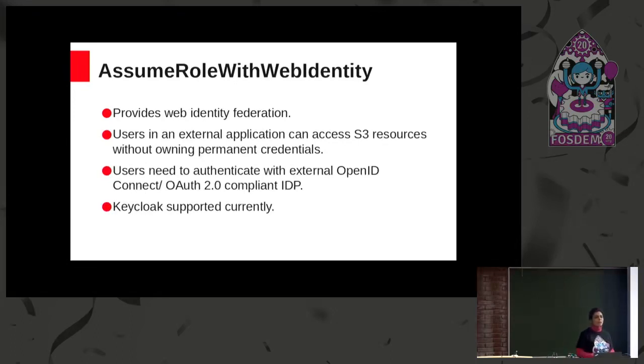The next API is AssumeRoleWithWebIdentity. This API is mostly for any kind of external application that wants to access S3 resources, and it can do so without owning any kind of permanent credentials. The main part here is that the external app should be able to authenticate its users with any external OpenID Connect or OAuth 2 compliant IDP. And currently in RGW we have provided support for Keycloak. We are looking into other IDPs, but right now it is only integrated with Keycloak.